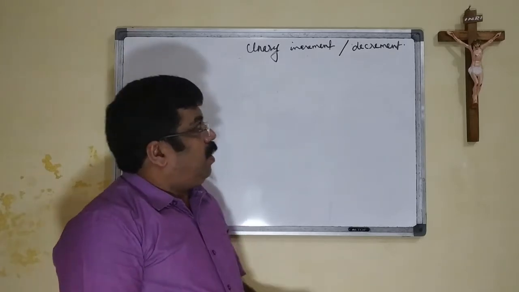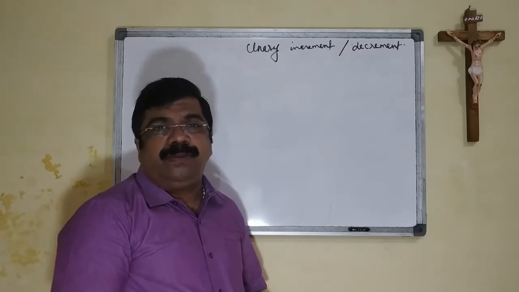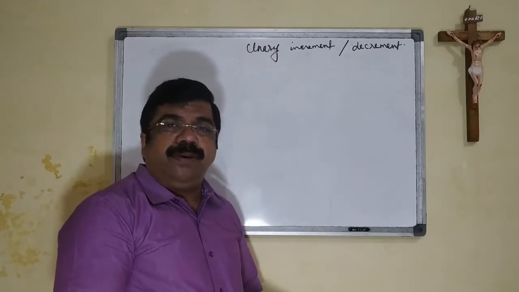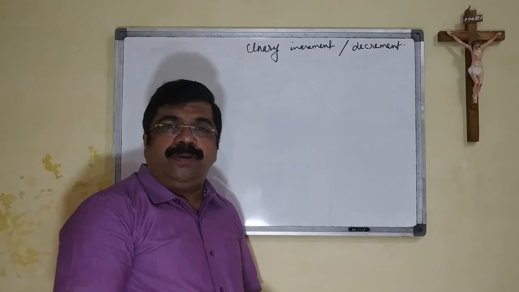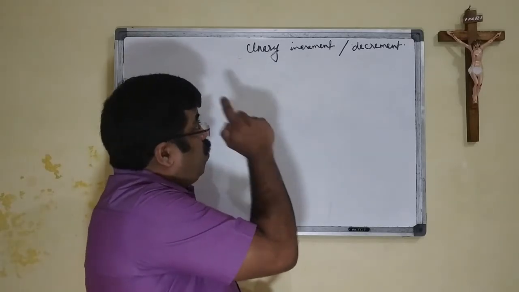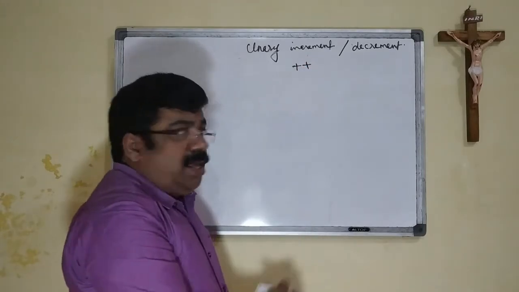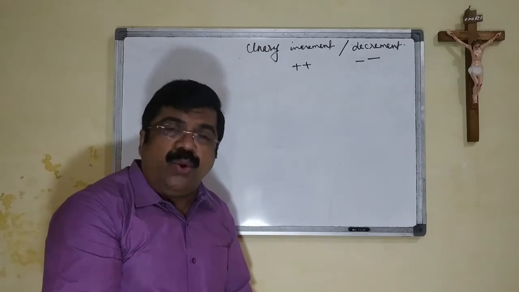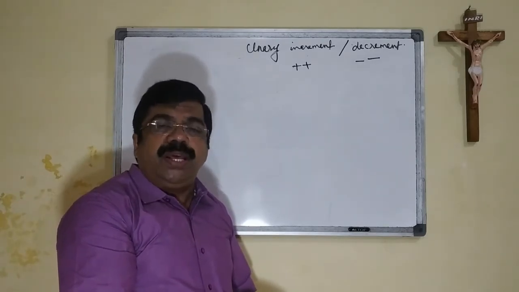Now we will see another type of unary operators. We already saw unary plus and unary minus, and we saw what unary operators are. Now, unary plus plus and unary minus minus are known as increment and decrement operators in Java.